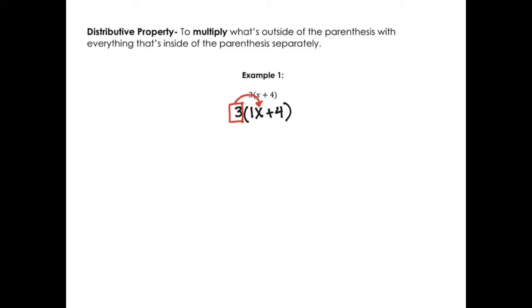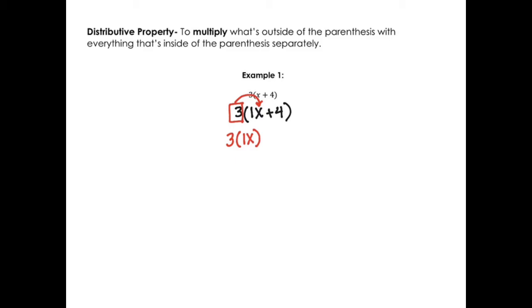Now, throughout algebra, you're going to see me use these little arrows to signify that I'm distributing or multiplying what's outside of the parentheses with what's inside of the parentheses. So first I have 3 times 1x, because again, anytime I have a number next to a parentheses, that's multiplication.